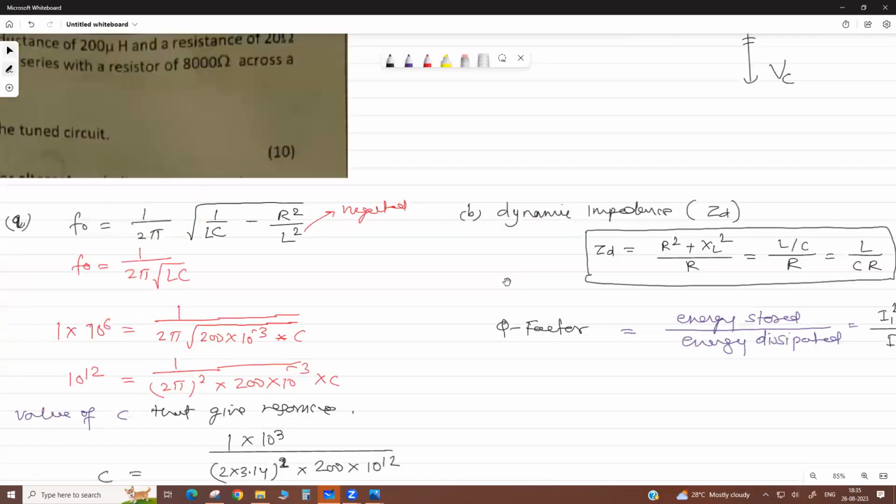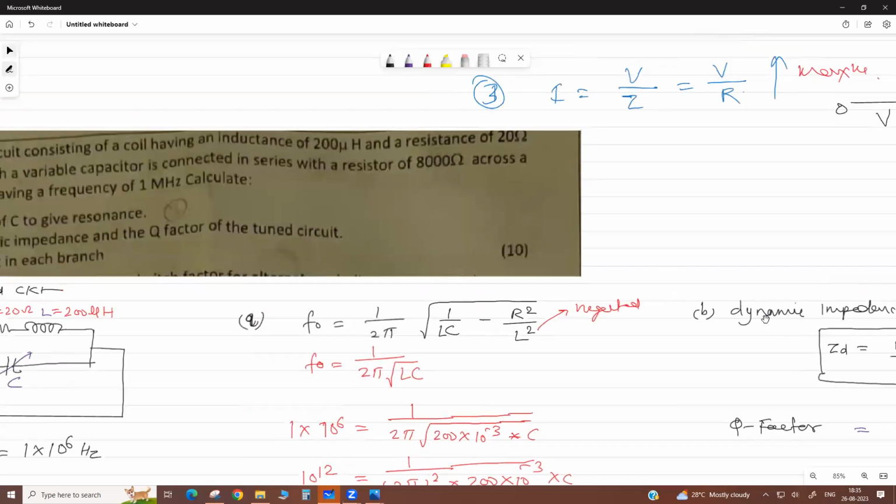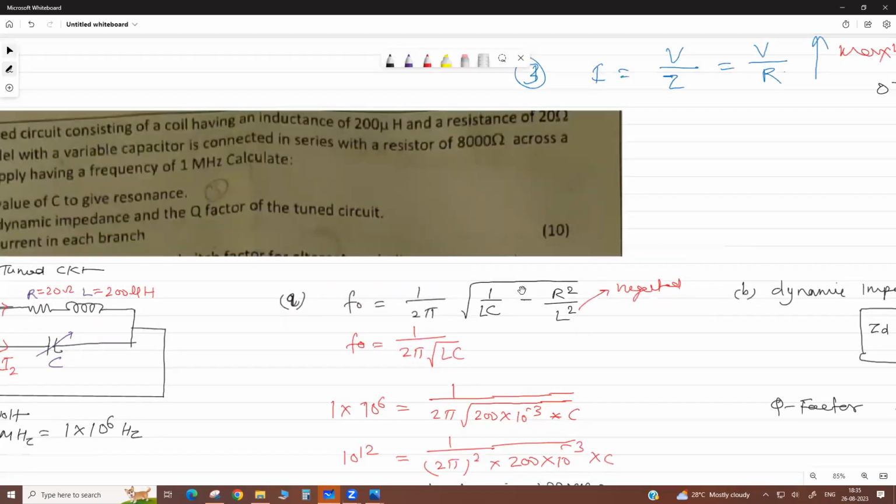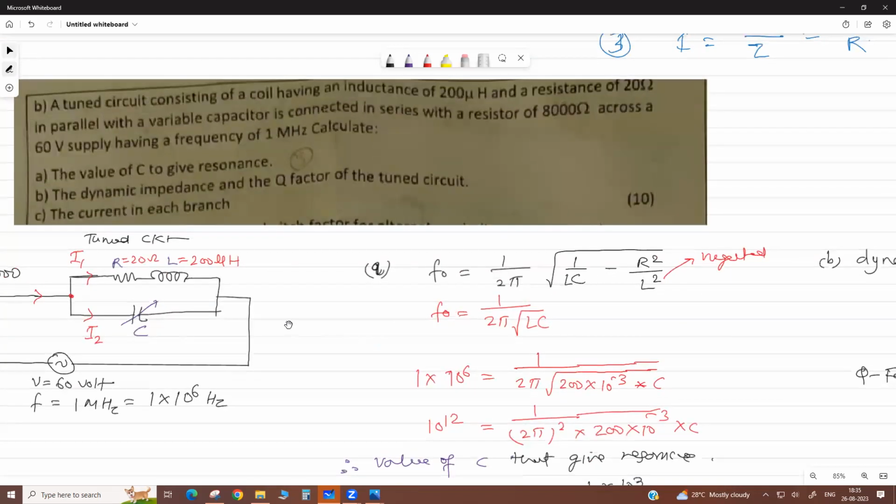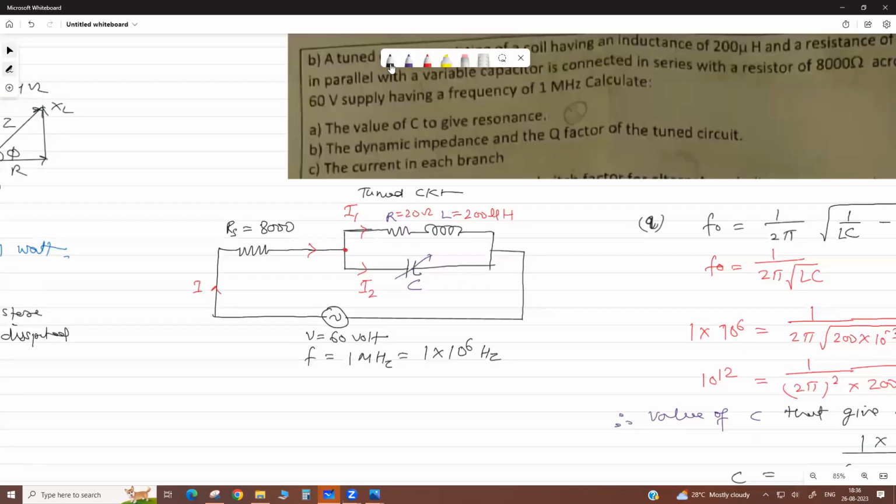Next is the part on current in AC. Then we can calculate the total impedance. Up to here, the impedance is the dynamic impedance of this circuit, and you calculate R1, Z1. Then the total impedance is the series resistance plus the impedance of this. Then we calculate the total current I, apply current division, and calculate I1 and I2.